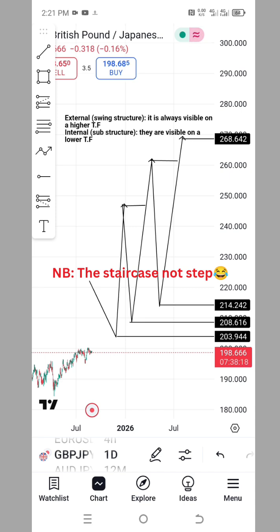That's when you will see the steps, and the steps are a series of highs. The steps are a series of highs that will take you to the 1st floor. And when you know this is not where you are going, you keep going until you reach your final destination. So that is how internal structures are. They are visible on a lower time frame.